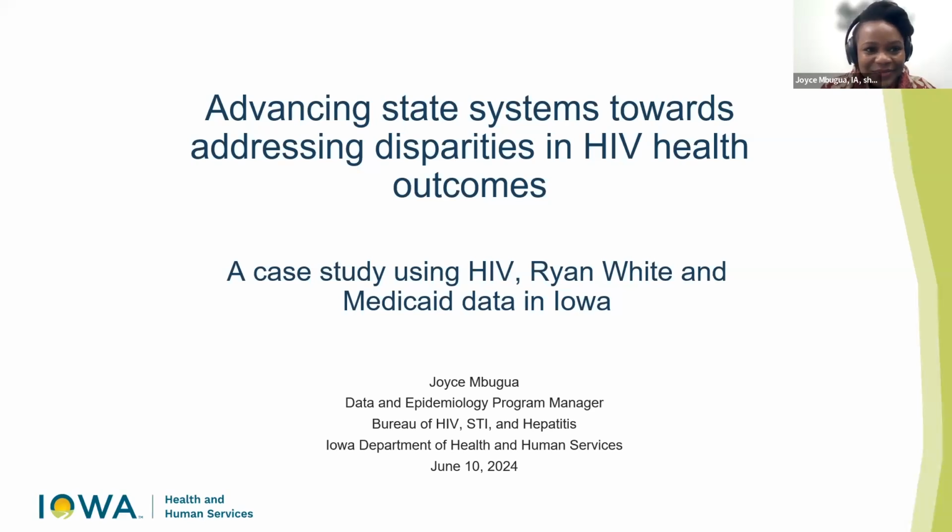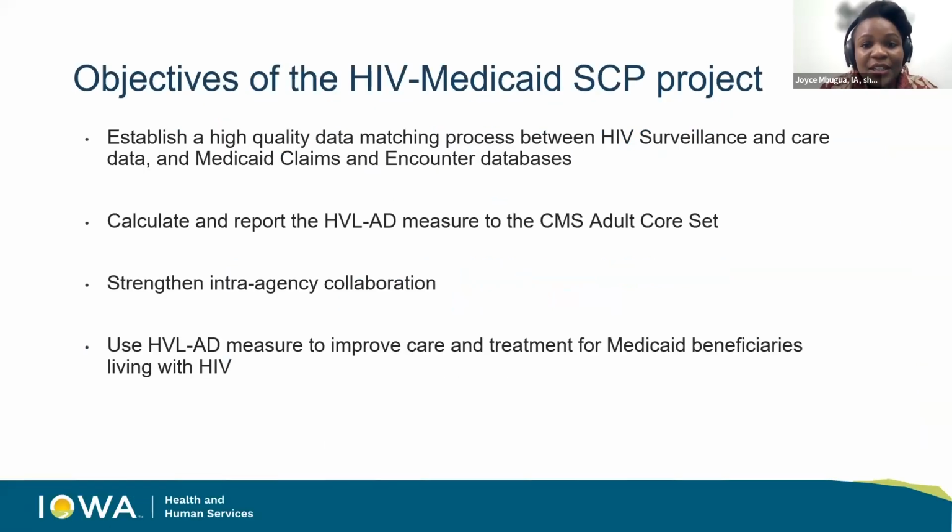When Iowa joined the Learning Collaborative in 2021, we identified a number of core objectives that we wanted to meet. First, we needed to establish a high-quality data matching process between HIV surveillance data and Iowa Medicaid claims and encounter databases. And then, to meet the objectives of the measure, to understand the specifications of the HVL-AD measure in order to calculate and report the measure annually to the CMS Adult Core Set. And then for us to strengthen interagency collaboration.